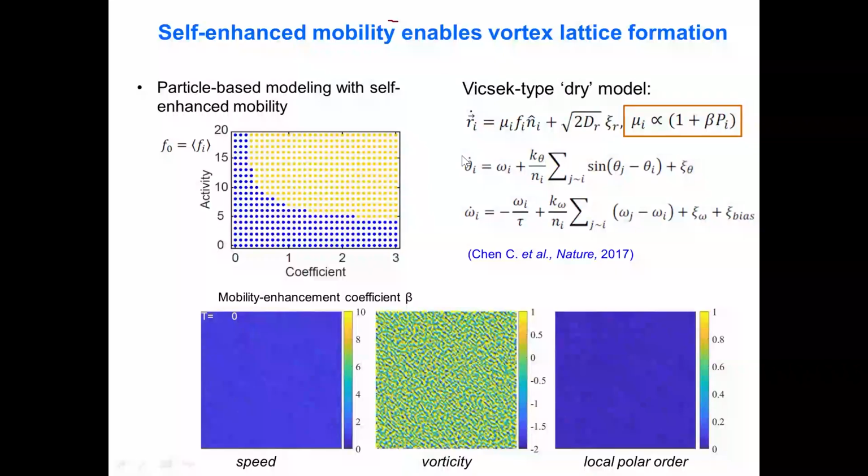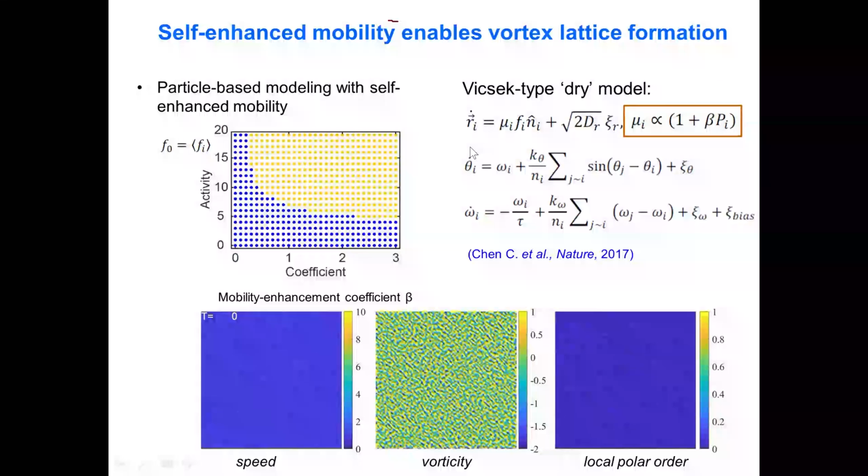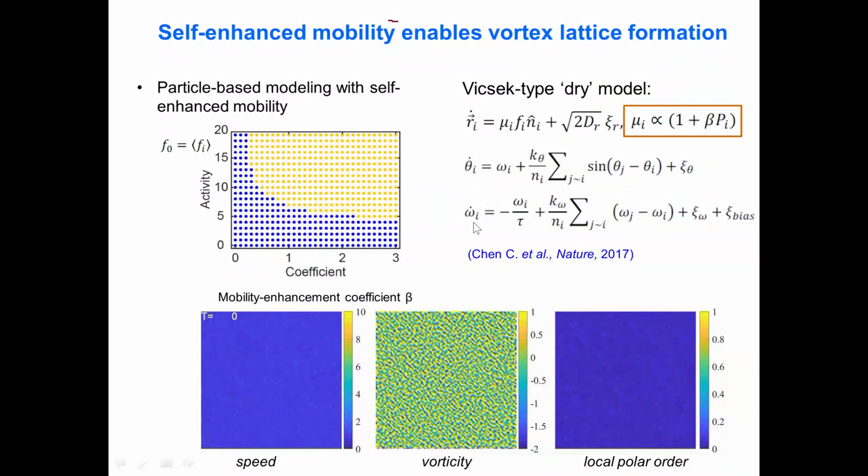Here in the model, we also include equations for the orientation and the angular velocity coupling. So simulations with this model produce two phases. One, the disordered turbulence-like phase. Two, the lattice phase, the phase that is associated with the formation of large-scale and stable vortex pattern.